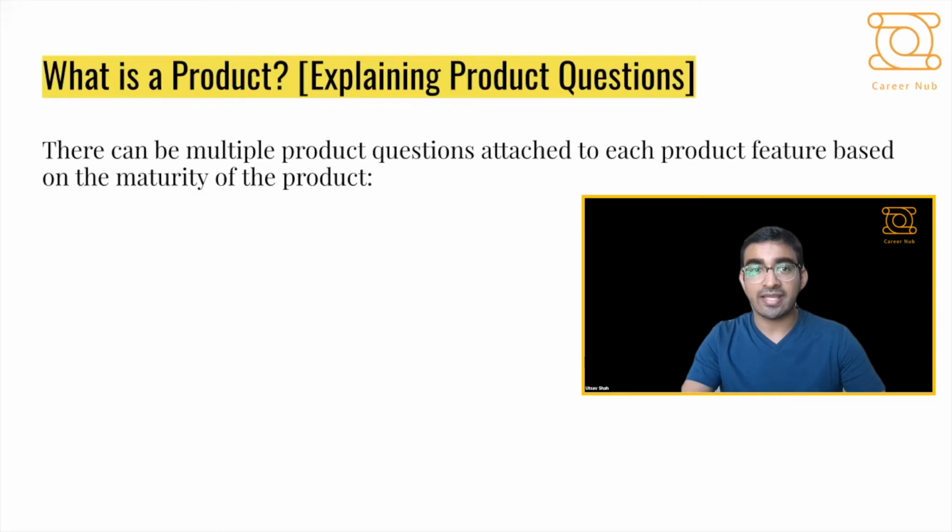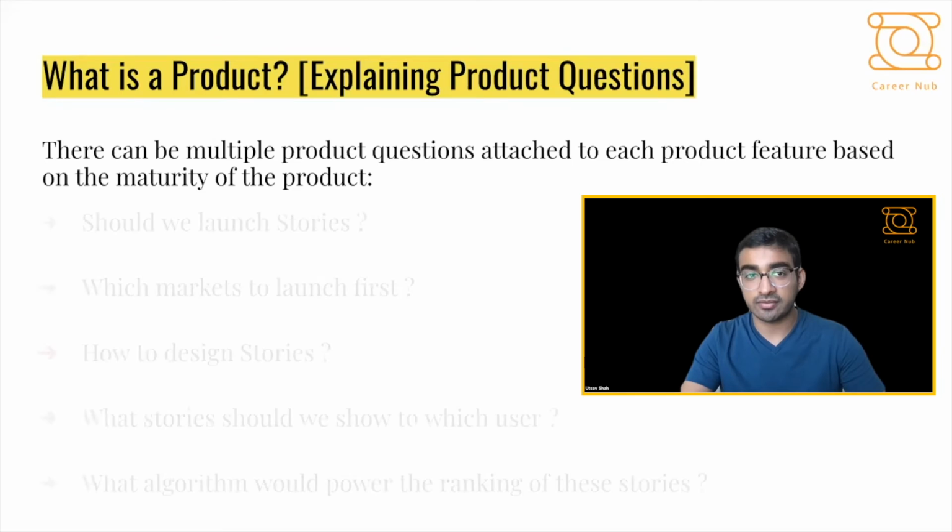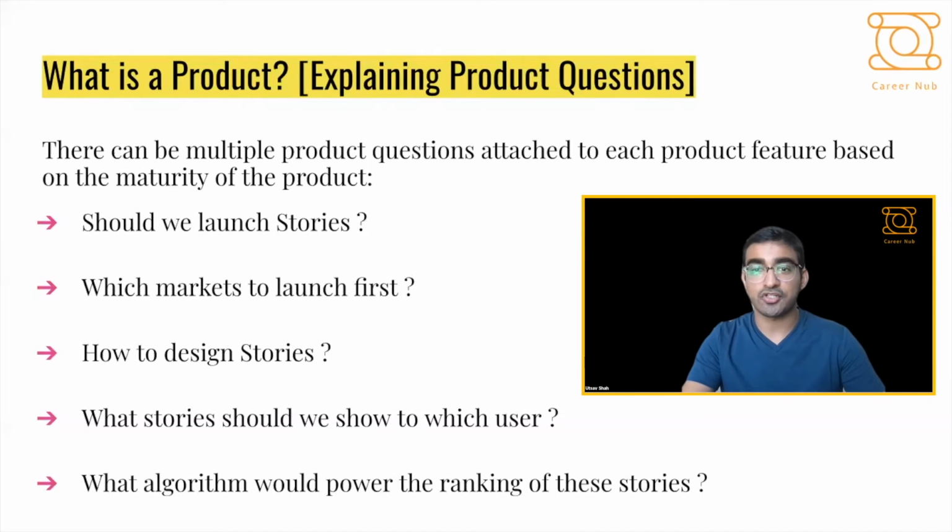Based on this, there can be multiple product questions attached to each product feature depending on the maturity of the product. So questions like, should we launch stories? If yes, which market should we launch first? How do you design stories? What stories should we show to which user? And what algorithm would power the ranking of these stories?